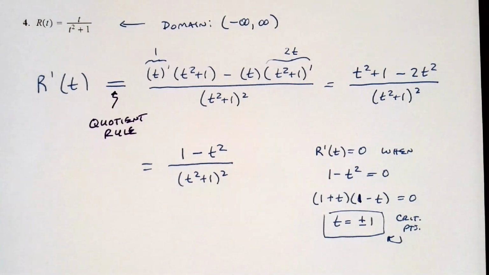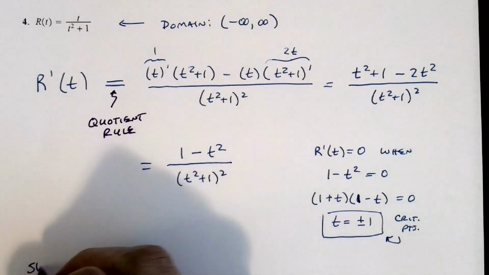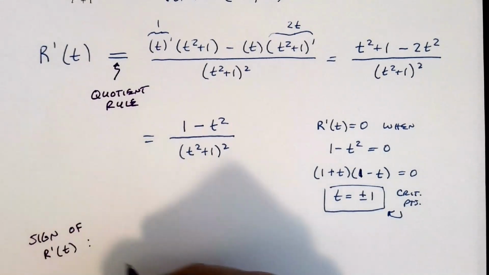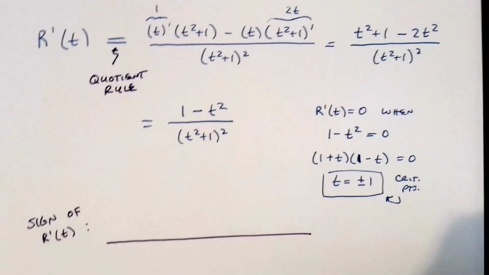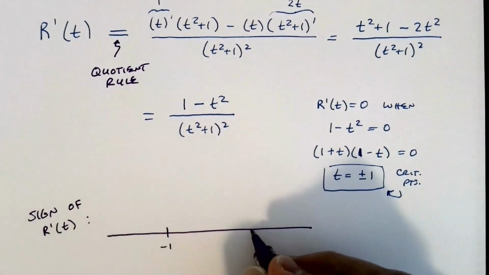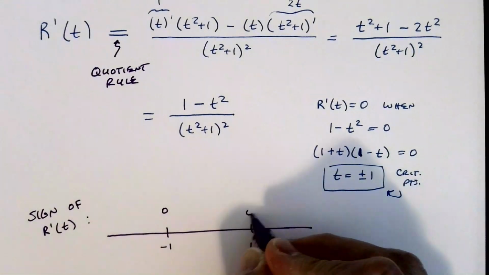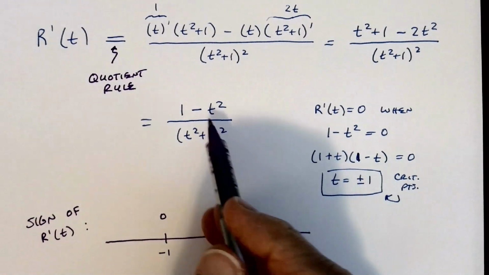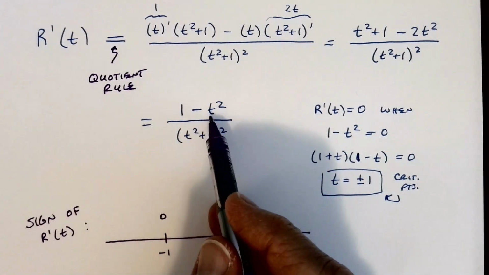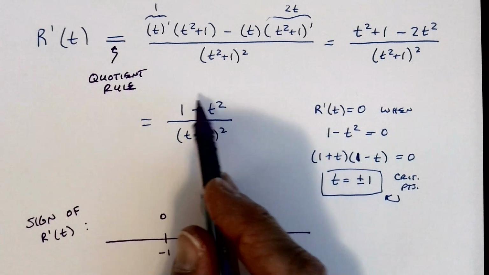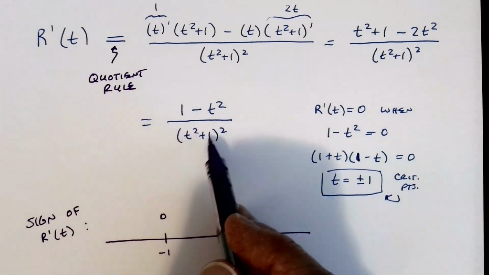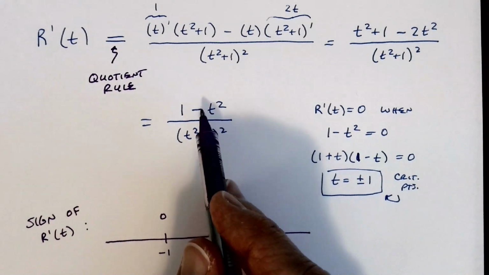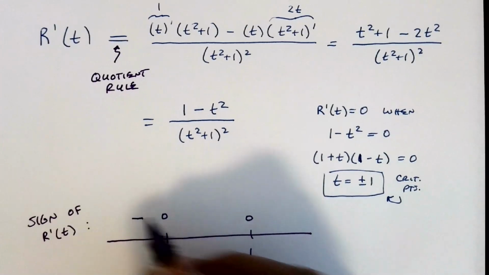Okay. Do our sign check. The domain was all real numbers again. Critical points were negative 1 and 1, where the derivative was 0. Plug in a number less than negative 1, like negative 2, into my derivative. 1 minus negative 2 squared is 4. 1 minus 4 is negative. Notice I'm squaring this stuff, right? T squared plus 1. Anytime I square a quantity, it's always positive. So negative divided by positive is negative.